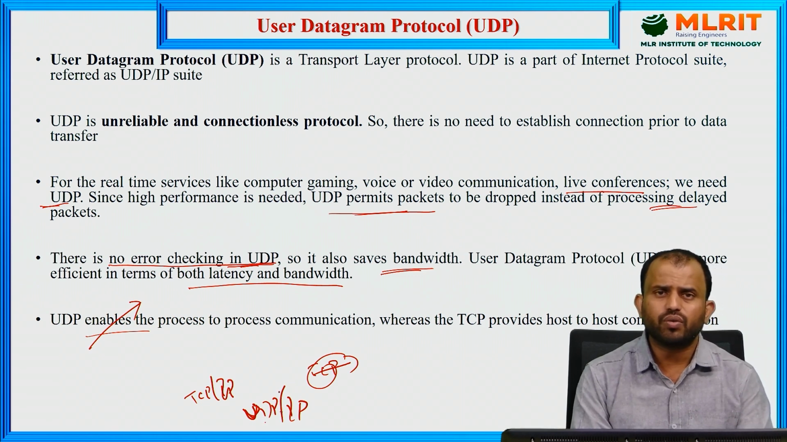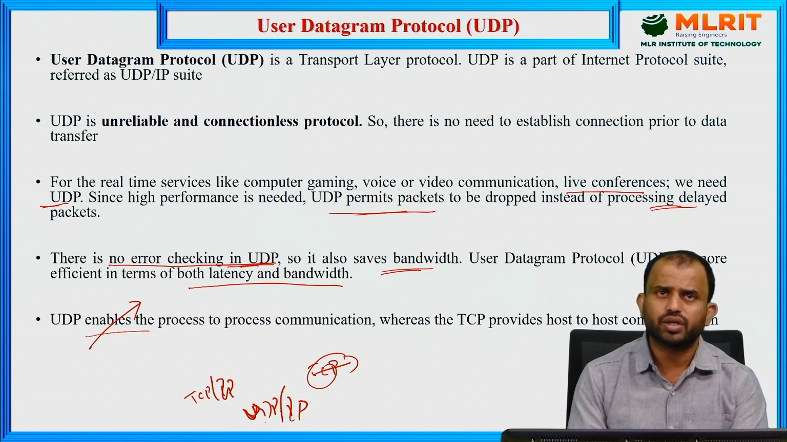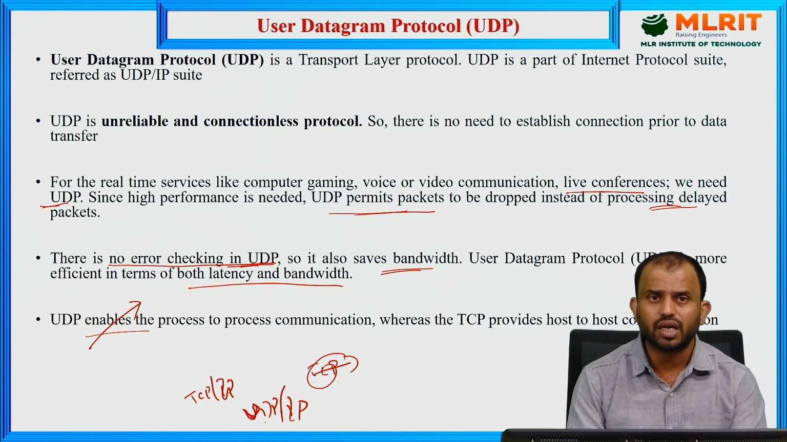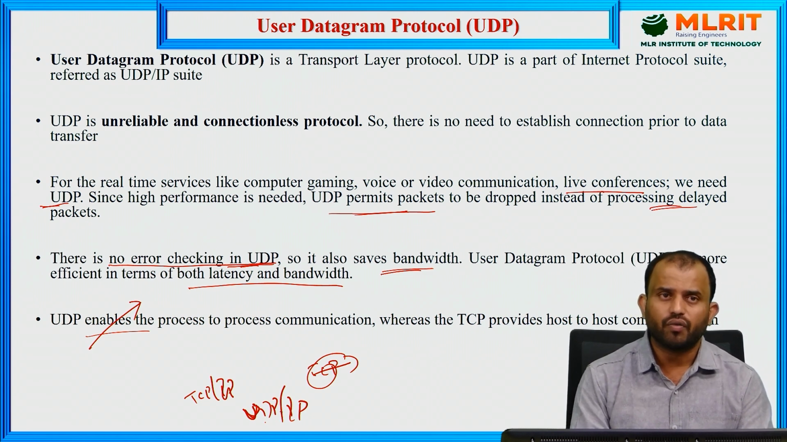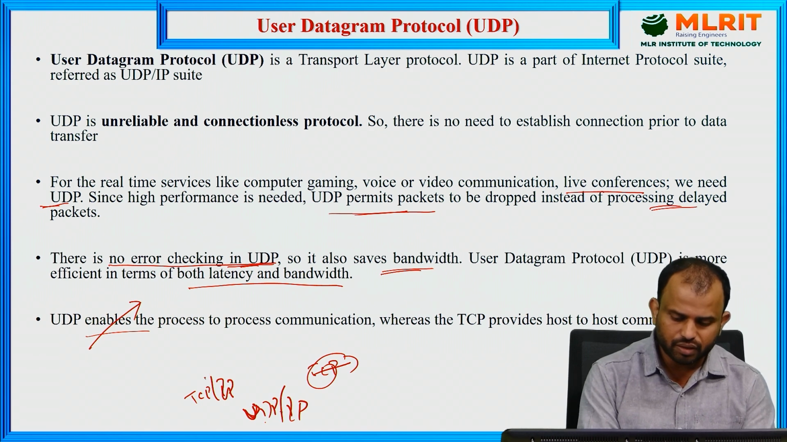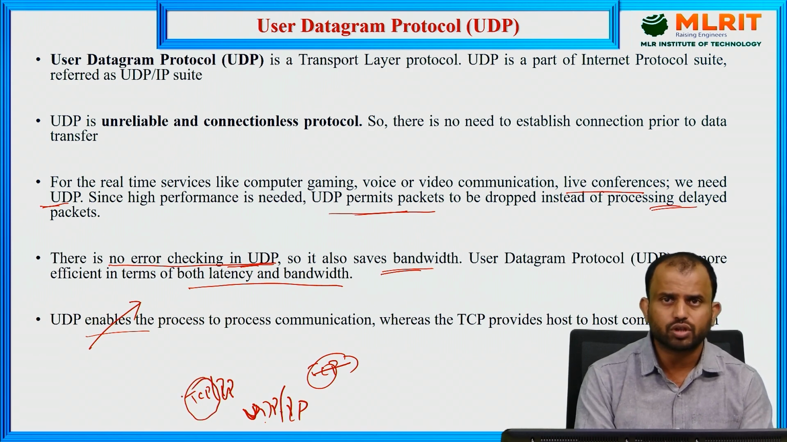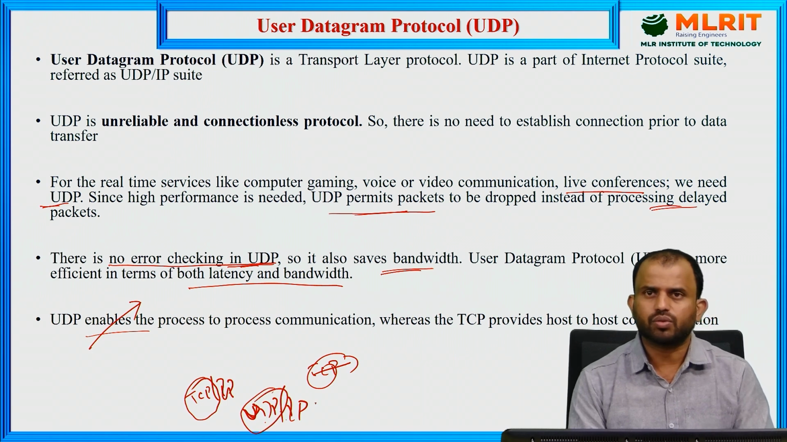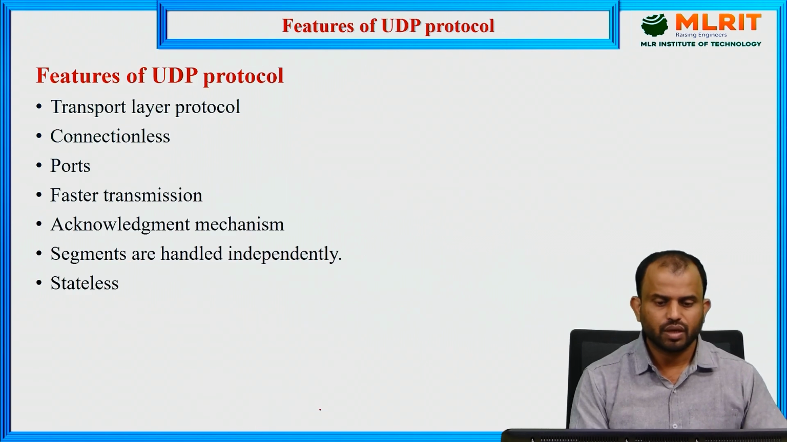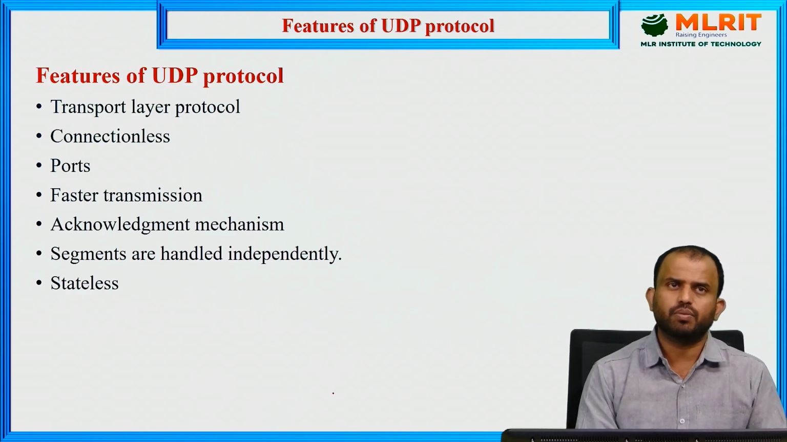Here we go for a connectionless establishment, a virtual connectionless communication protocol. It offers unreliable kinds of services. TCP is required for host to host communication, but UDP is required for process to process communication. But what are the features of this UDP protocol?